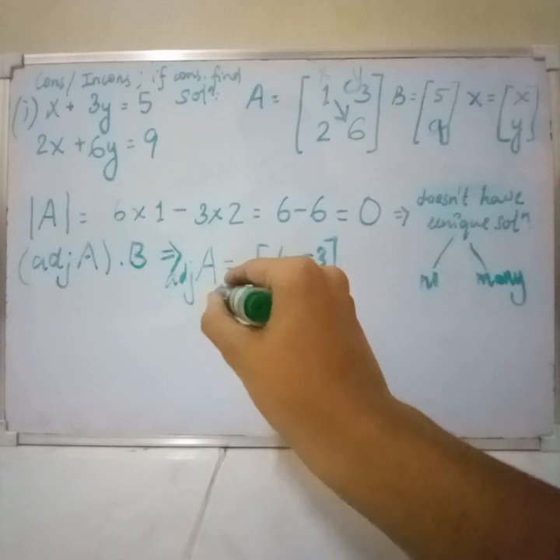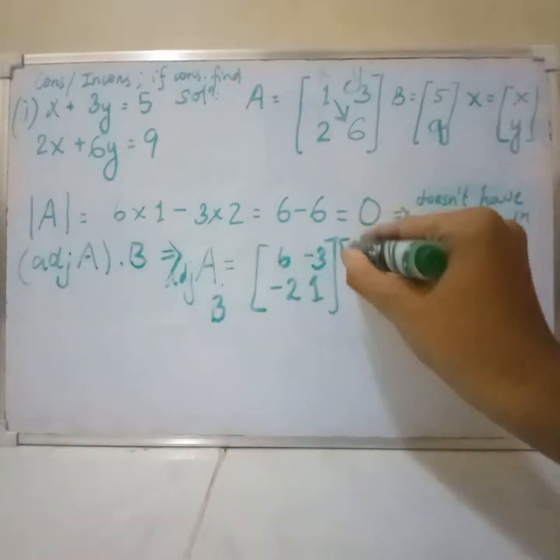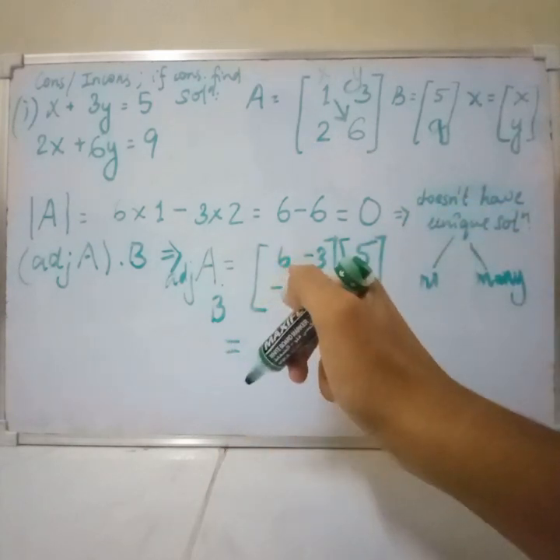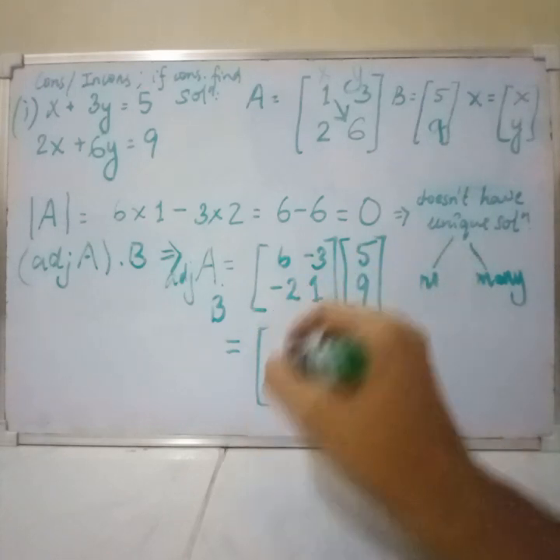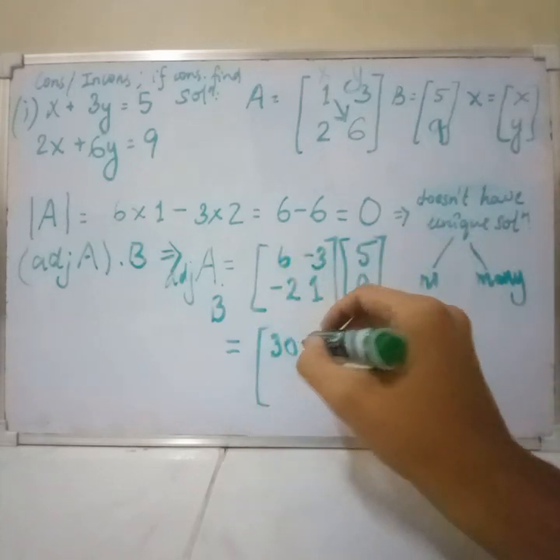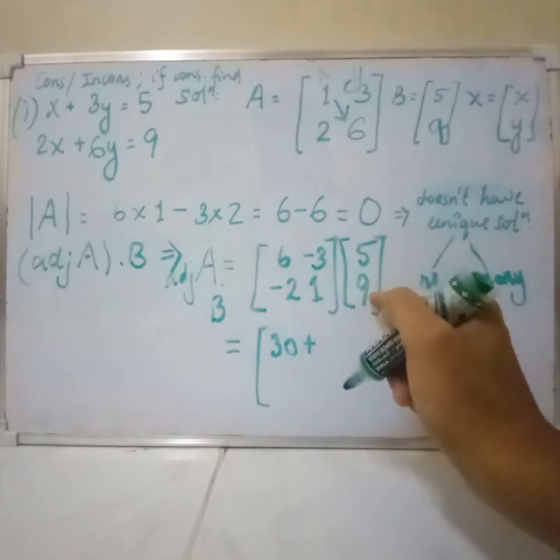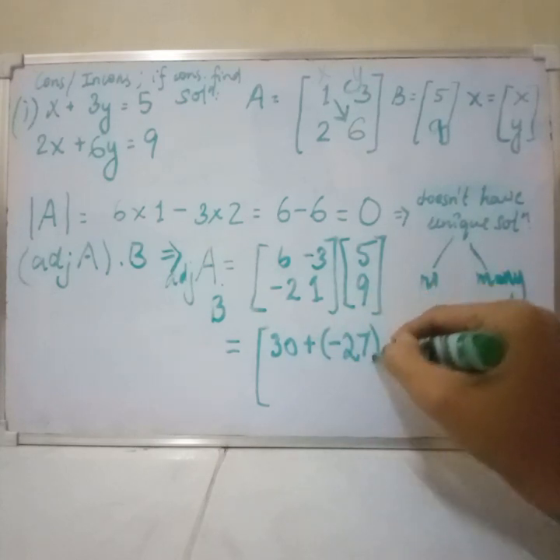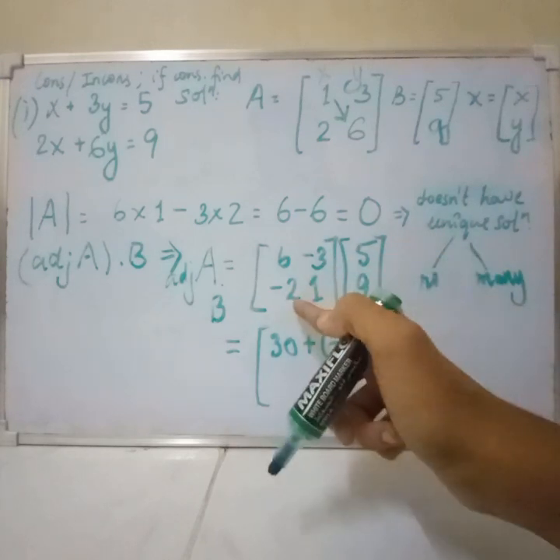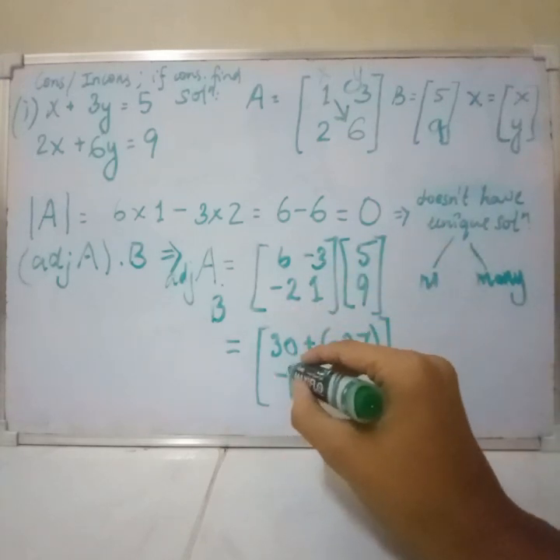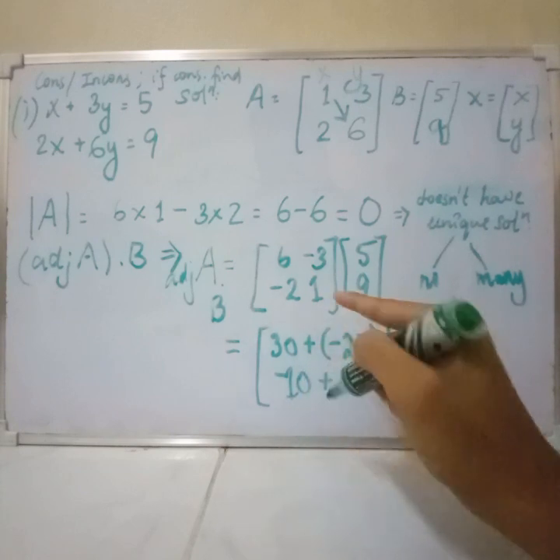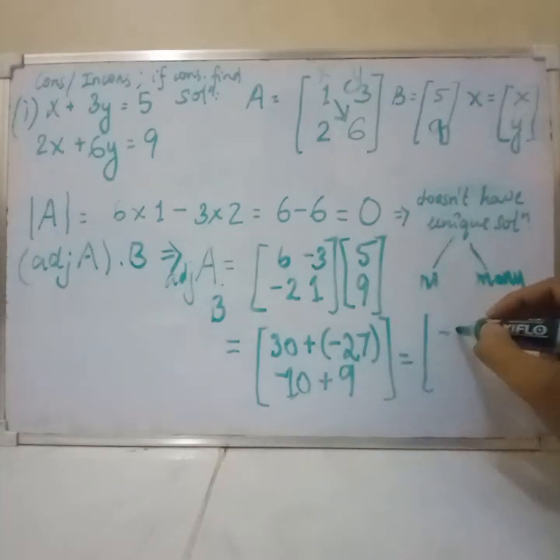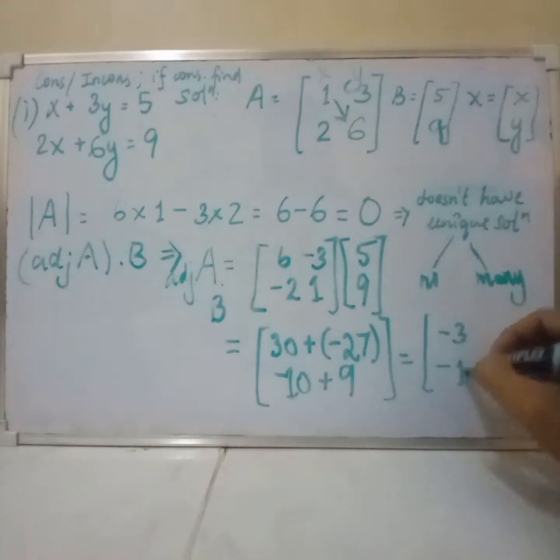Then with this we multiply the B matrix, which is 5 and 9, right? When you do the multiplication, it will be 6 into 5, 30, plus minus 3 into 9, so minus 27. Then the next row: minus 2 into 5 is minus 10, and plus 9 into 1 is 9. So if you do the calculations, it will be 3 and minus 1 here.